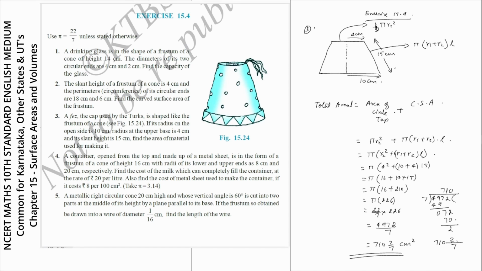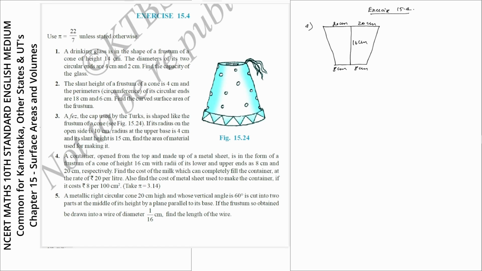You can leave the answer at this point only: 4972 by 7 centimeter square. Even if you leave the answer at this point, you will get full marks, so you don't have to worry. And that completes this problem. Exercise 15.4, question number 4.